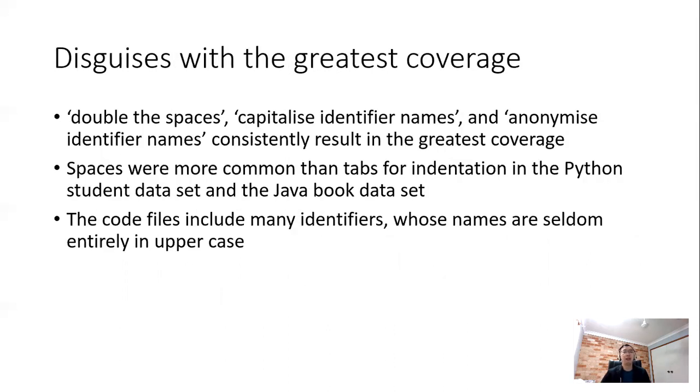And there are three disguises with the greatest coverage: double the spaces, capitalized identifier names, and anonymized identifier names. What are the reasons? First, spaces were more common than tabs for indentation in the Python student dataset and Java book dataset. Second, the code files include many identifiers whose names are seldom entirely in uppercase.